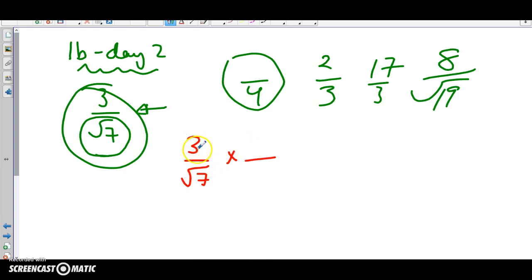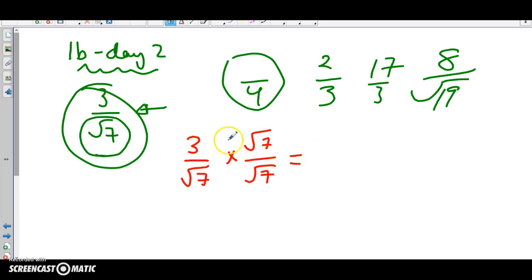So what you do is you have 3 over root 7. You want to multiply the bottom by root 7 to get rid of this radical sign. And when you do that, you have to multiply the top by the same. So root 7 over root 7, that's like anything over itself. That's 1. So I'm taking this and multiplying by 1, and I can do that, and that doesn't change anything.